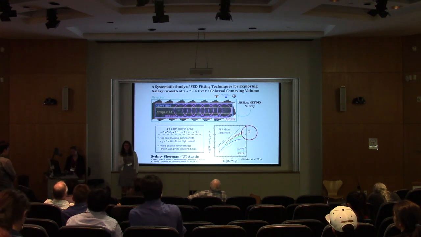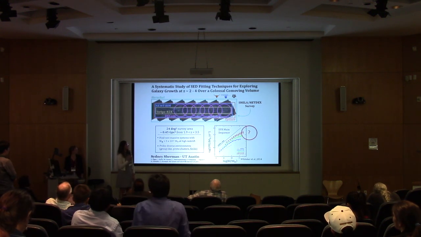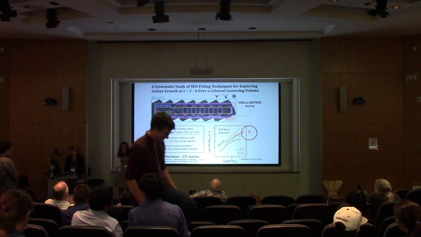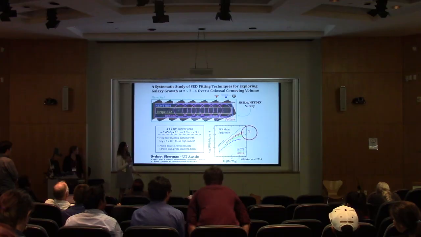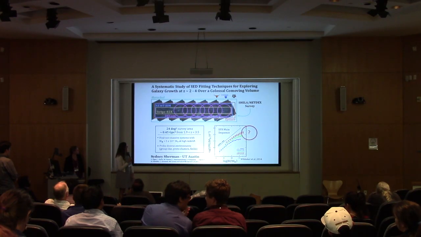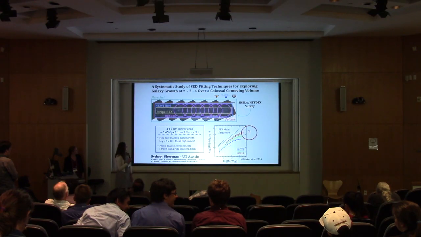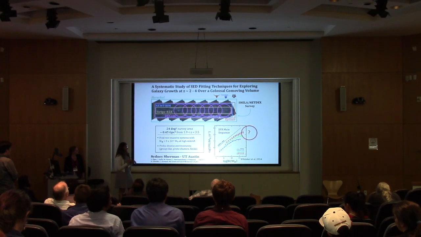I'm a grad student here at UT working with Shardha Jogee. I'm working on the SHELA survey, which is a large-area multi-wavelength survey in SDSS Stripe 82. This survey covers approximately 24 square degrees, which is enormous, and it's approximately half of a cubic gigaparsec from redshift 2-ish to 4.